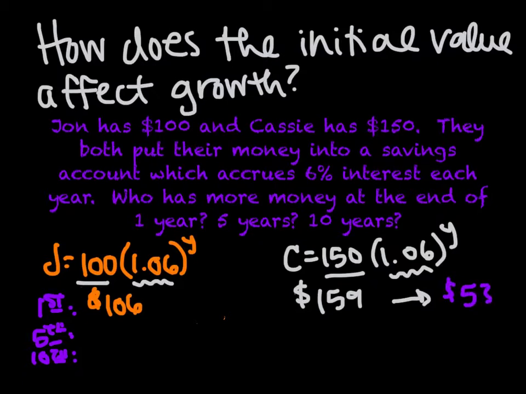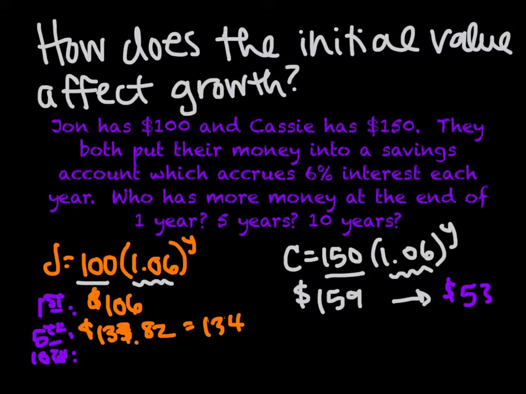Now John is going to be doing the same thing. He's leaving his money in his savings account, which is a good thing. That means he's accruing interest over time. And if he keeps it in there for 5 years, he now has $133.82. I'm going to say $134. So still, he's gaining some money, not a ton, but he's got $34 more than he had before.